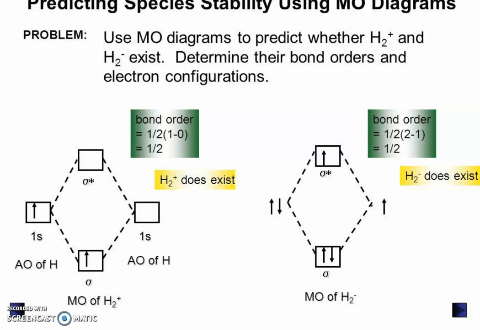H2 minus does not exist. Why? Again, here are two hydrogens. One hydrogen has an extra electron, H minus, and the other hydrogen has 1 electron. So if you calculate the bond order, half of 2 minus 1, you will get half, which means H2 minus does not exist.